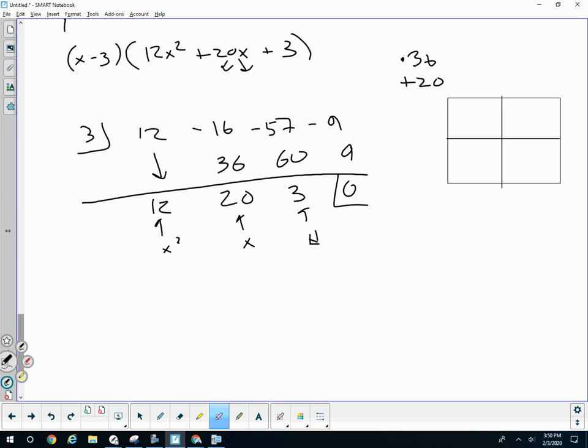Six and six. Nope. Is there anything that goes? 18 and 2. 18 and 2. So simple. 12x squared. It's no longer 20x. It's 18x, 2x, 3. Go ahead. Finish it off.